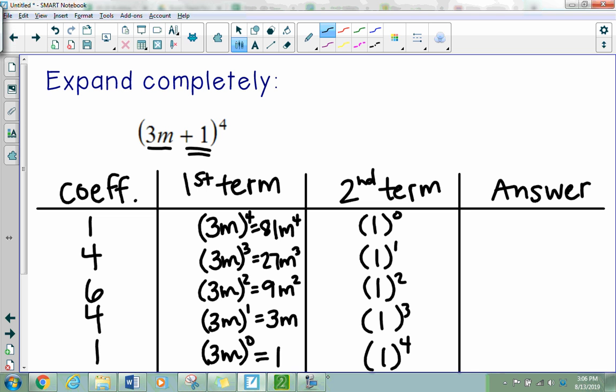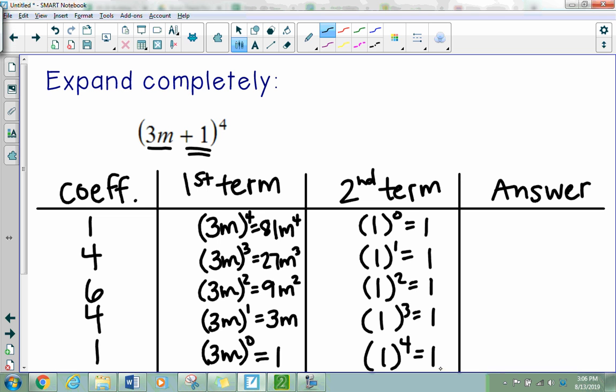Now over here, I know I don't really need to list them out, but just to show you that I would go through it if it were not a 1 on the inside. 1 to the power of 0 is 1, 1 to the power of 1 is 1, 1 to the power of 2 is 1, 1 to the power of 3 is 1, and 1 to the power of 4 is 1. So I did still kind of work those out.